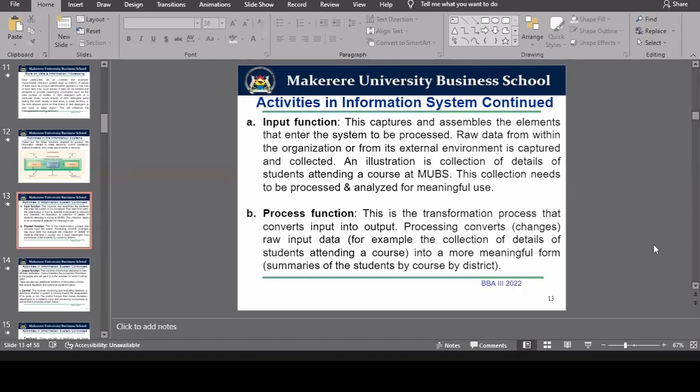Processing changes raw input data, for example, the collection of details of students attending a course, into a more meaningful form. We are looking at summaries of the students by course, maybe by program. And here we are looking at it from the perspective of a district.